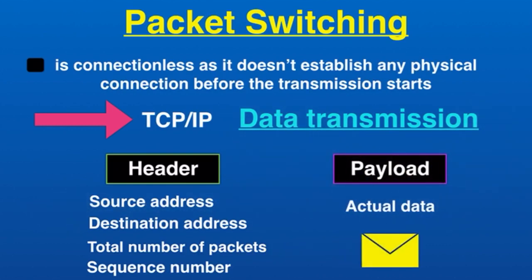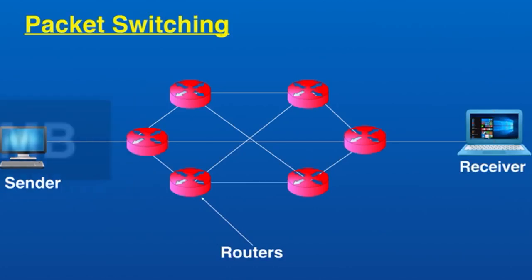Let me simplify with an example. Let's say you want to transfer a 3 MB file. This would be divided into some packets. Then these packets are routed one by one from source to destination. Each packet may follow a different route to reach the destination. When packets arrive at the destination, they are out of order, and it's the responsibility of the destination to put these packets in the right order to form the original message.